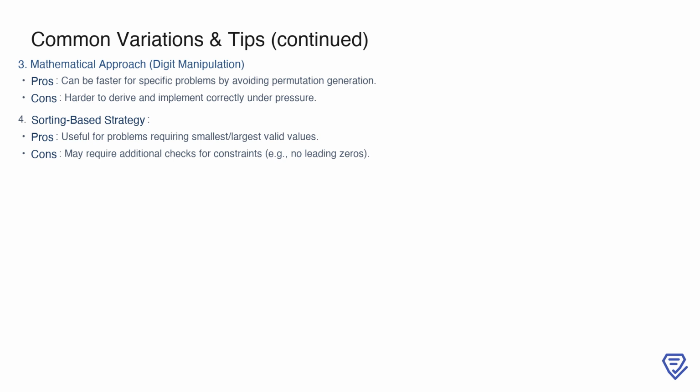Lastly, a sorting-based strategy can be very effective for problems that require finding the smallest or largest valid values. By sorting the digits appropriately, you can efficiently narrow down the solution space. That said, this approach may require additional checks to ensure constraints are met, such as avoiding leading zeros. Each of these approaches has its strengths and weaknesses, so the key is to select the one that best balances efficiency and implementation complexity based on the problem's requirements.